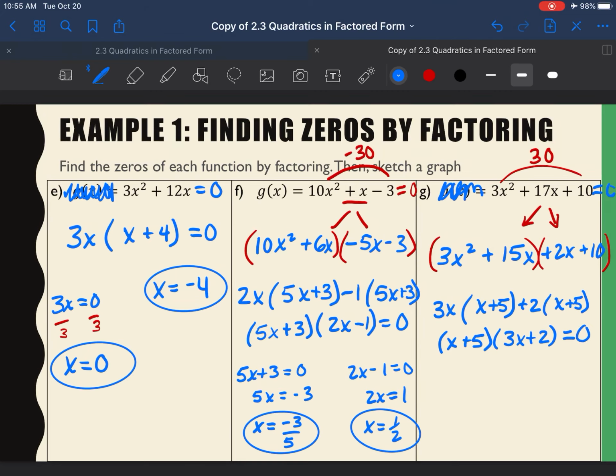Again, it has to be equal to 0. On the x plus 5, you can just use a shortcut. x is equal to negative 5 as the answer. 3x plus 2 you actually have to work out. So subtract 2 and divide by 3, so x is negative 2/3.